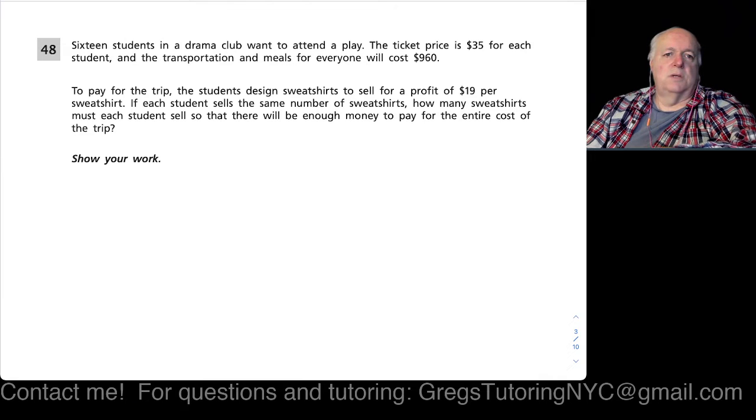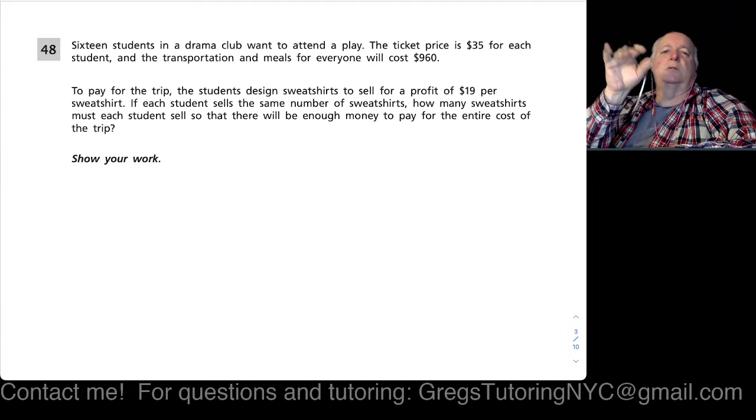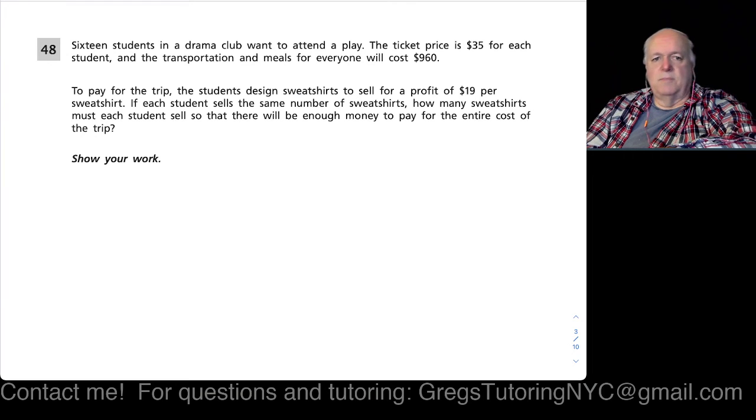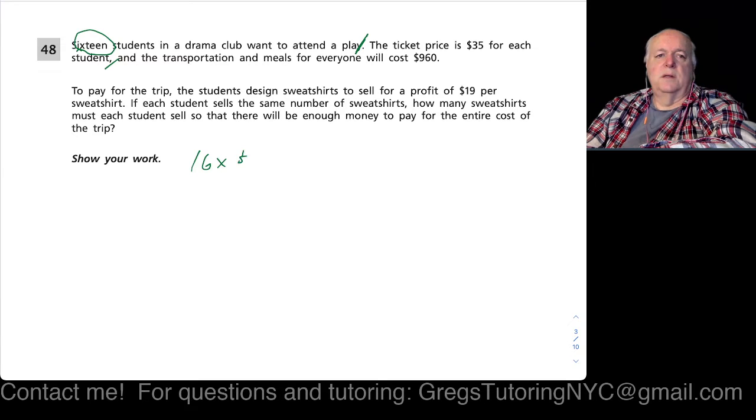So this is strictly a word question again. I can just look at it from a distance. There's a few numbers flying around there, including 16. Okay, so let's go for it. 16 students in the drama club want to attend a play. The ticket price is $35 for each student. So there's 16 students spending $35 each, so we actually need to do that multiplication. 16 times 35.